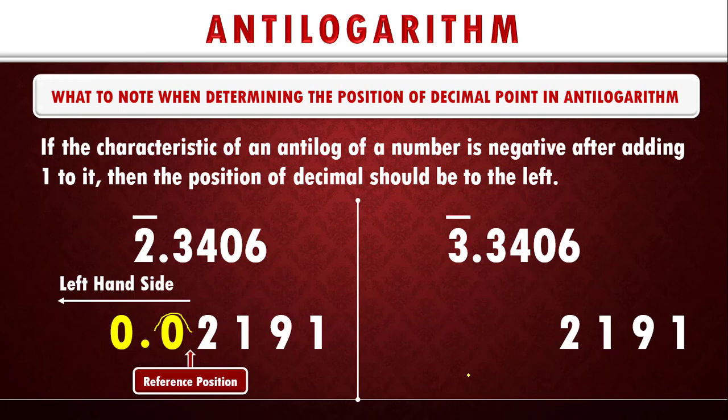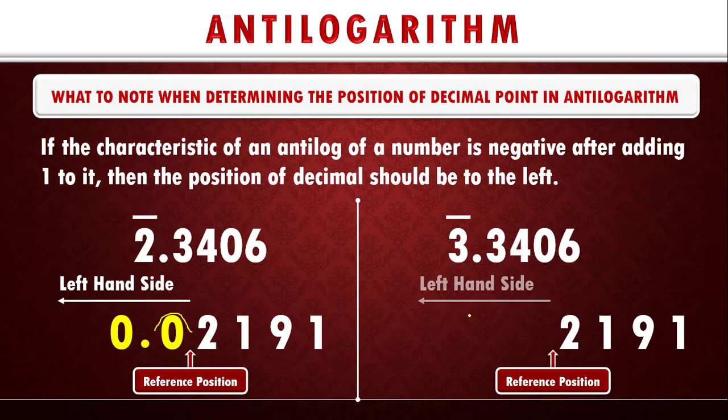Okay, first thing, get your reference position. The reference position will be the first digit in this number, and the first digit is 2. So the reference position is located before the first digit. The next thing will be for us to add 1 to this characteristic. So bar 3 means minus 3. So minus 3 plus 1 will give us the value of minus 2. That means we're going to count 2 towards the left hand side.